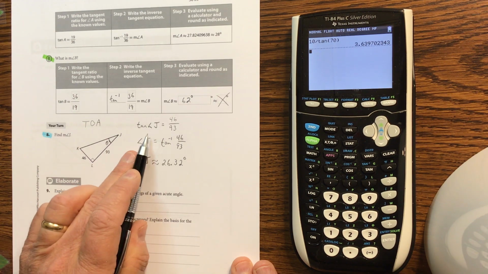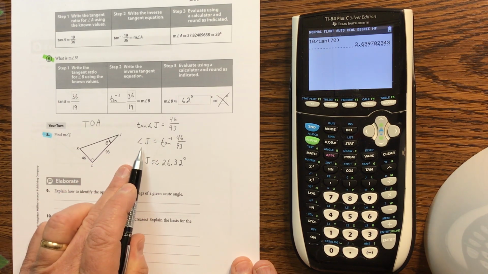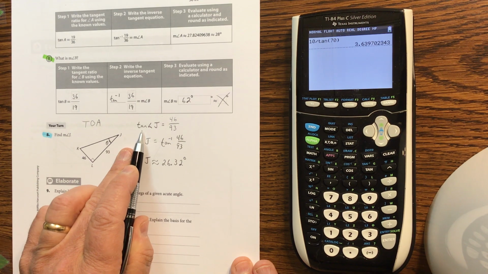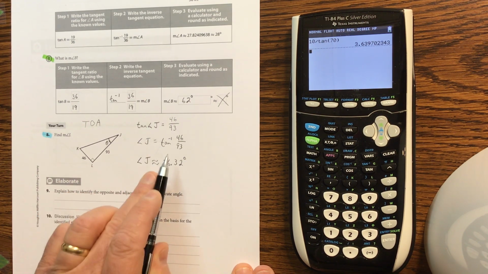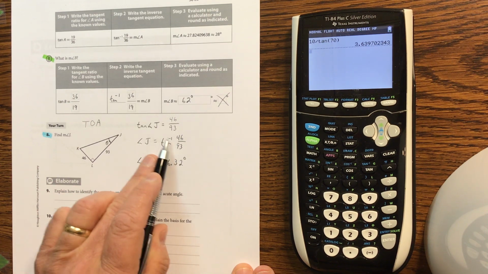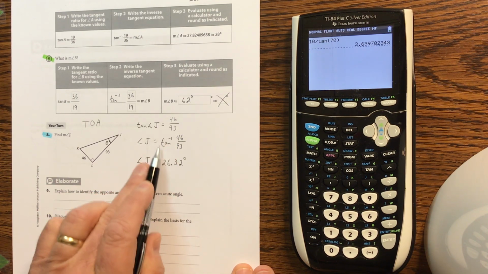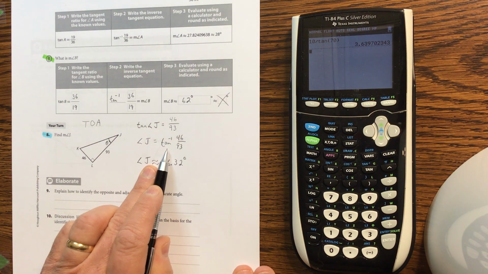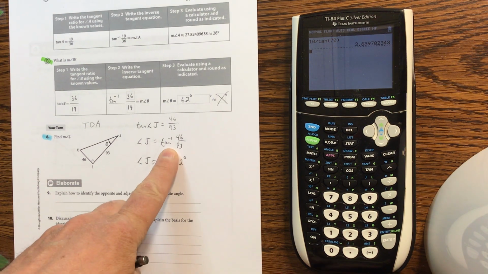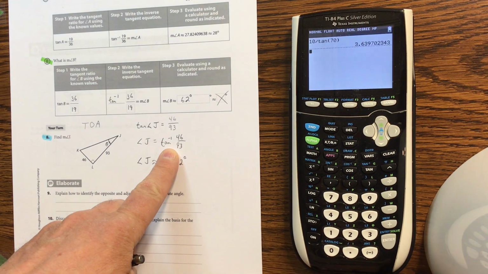So to do this problem, to find angle J, we got to get rid of the tangent here. And in a sense, you're really going to divide both sides by tangent, but when you divide both sides by tangent, you get this guy right here. This is called the inverse tangent. All right? Now, to figure out your answer, it's really simple using your calculator.